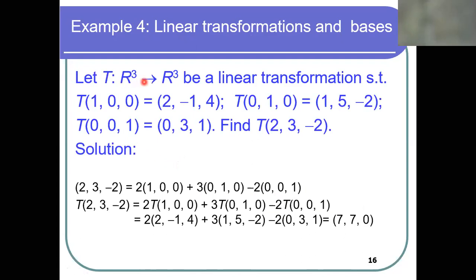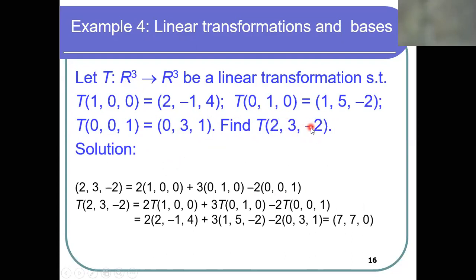If you have a transformation from R3 to R3 with a linear transformation such that T of (1, 0, 0) gives output (2, -1, 4), and T of (0, 1, 0) gives output (1, 5, -2), and T of (0, 0, 1) gives output (0, 3, 1). Find T of (2, 3, -1).